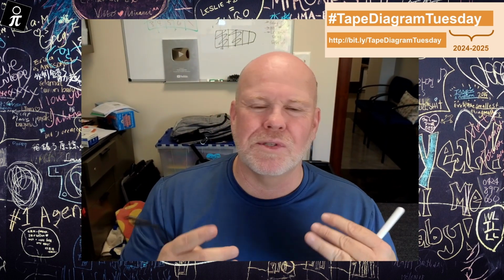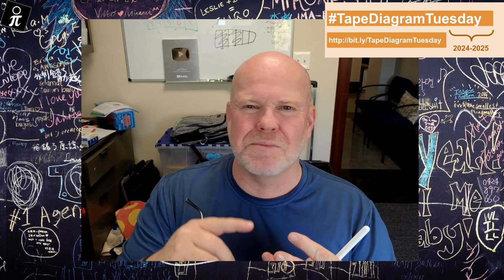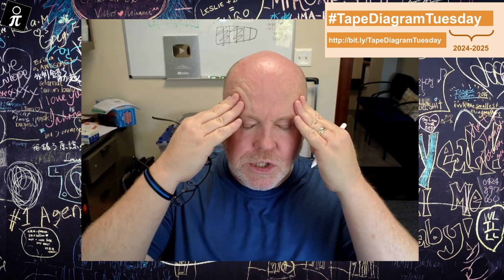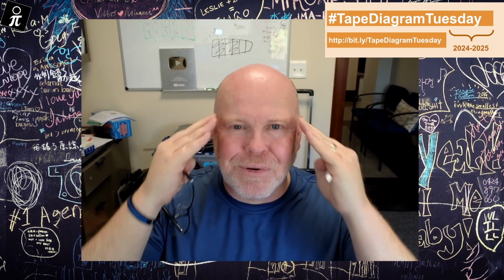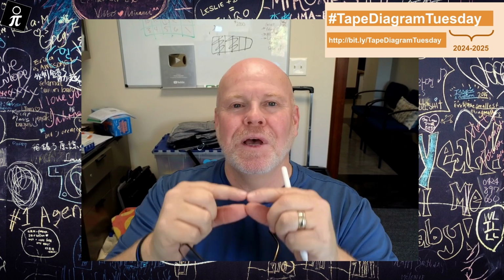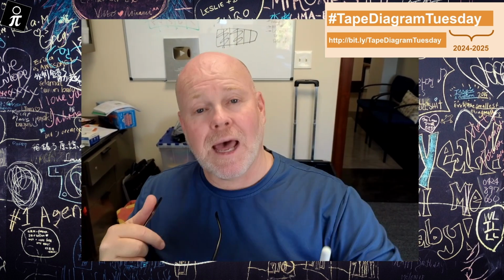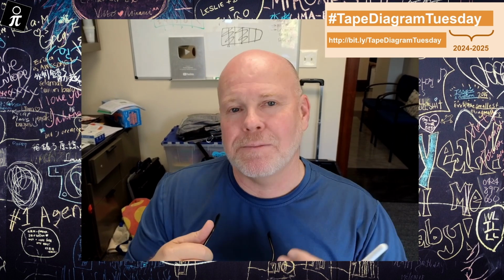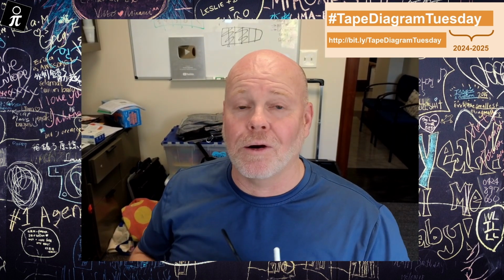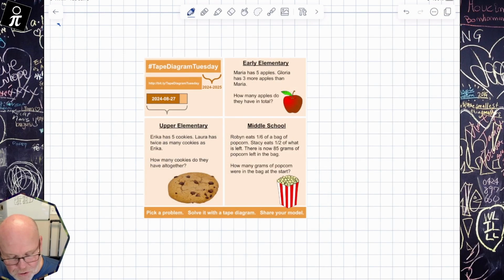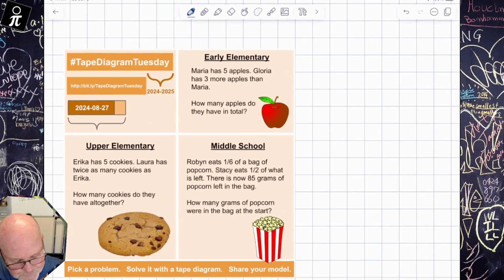Yeah, we could use abstract numbers and algorithms and algebra, but really the key is to teach us through repeated practice how to model our thinking with tape diagrams so that we can then really have a deep understanding of the algorithms that are at play. So let's get started on this. And we're going to start with the early elementary problem.